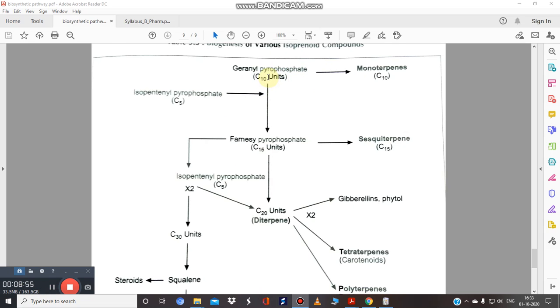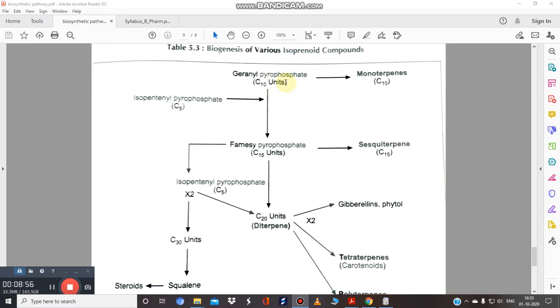And yes, these are the basic units that will produce the different types of terpene derivatives. For example, from GPP, monoterpenes are produced. From FPP, sesquiterpenes are produced. And from diterpenes, we have different types of carotenoids or gibberellins produced. So what was happening here? GPP plus isopentenyl pyrophosphate will give FPP.